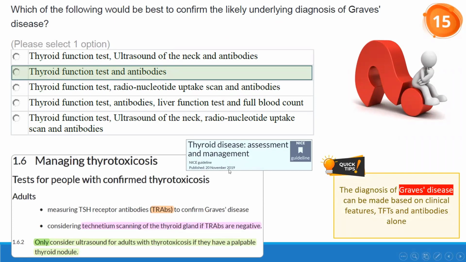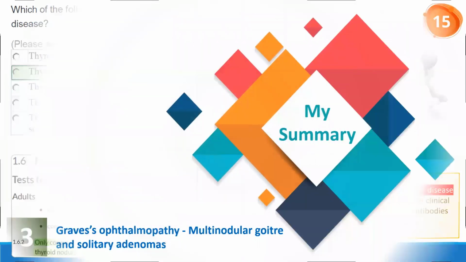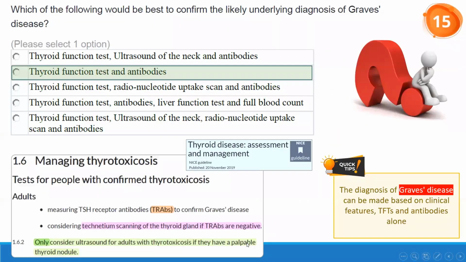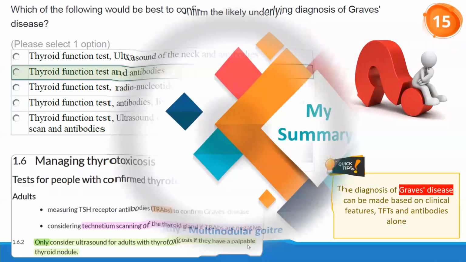on 20 November 2019. Testing for people with confirmed thyrotoxicosis: in adults, test by measuring TSH receptor antibody, and consider technetium scanning of the thyroid gland if TSH receptor antibody is negative. So a TSH receptor antibody and thyroid function test are sufficient for diagnosis of Graves' disease. And ultrasonography is not required except if there is a palpable thyroid nodule.